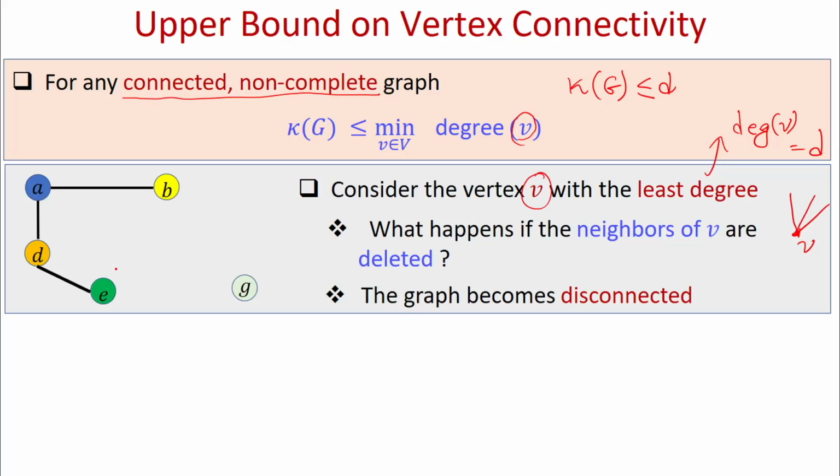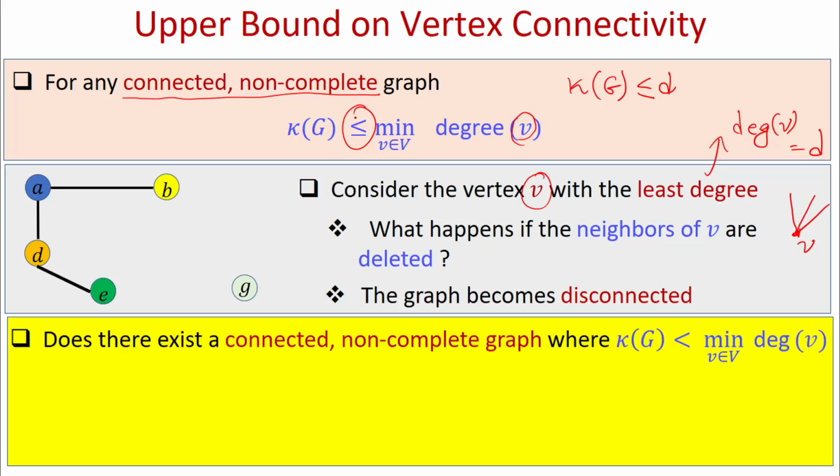But then you might be wondering, as per the argument that I have given, why is it less than or equal to? Why not exactly equal to? You might argue that I definitely need to delete exactly D number of nodes to disconnect the node V from the rest of the graph. Well, that's not necessarily true.